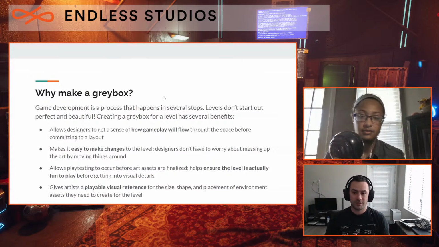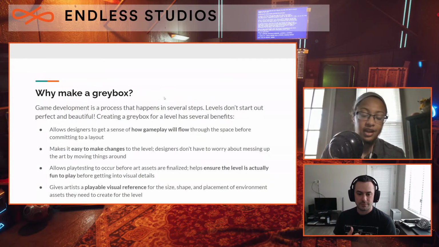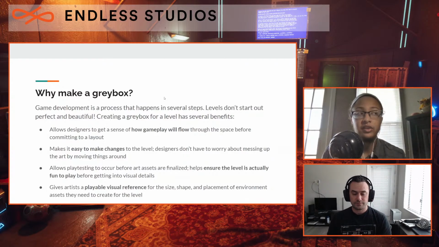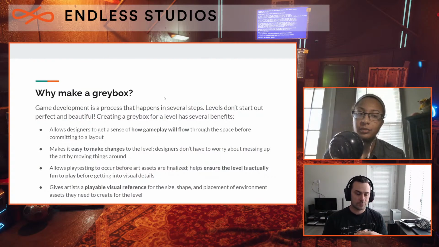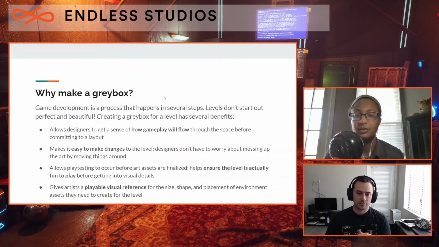So greyboxing is a good way to figure out, hey, how is the AI going to play during this particular level, things like that. Yeah, for sure. And that's a really big thing about this stage of level design: you want to make sure that the gameplay works and works well before you commit to finished art and making the layout exactly how it is and it can't be changed anymore.